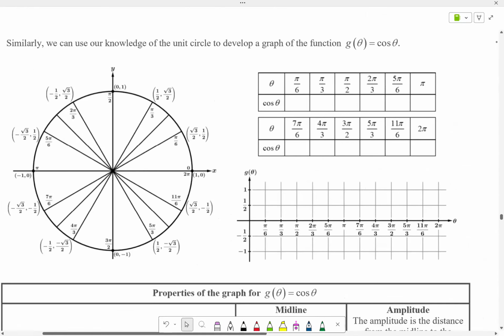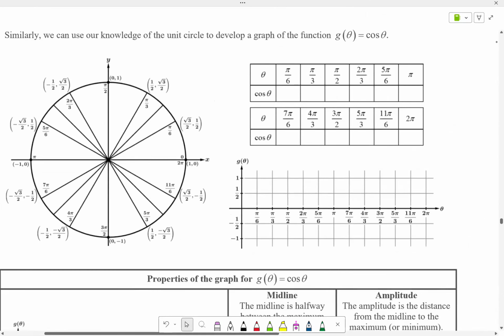Okay, so here it is. Let's do cosine. And again, I'm gonna sneak in a 0 there. We know that cosine of 0 is 1. Oh, nice. I'll let you do the other 4 key points here.